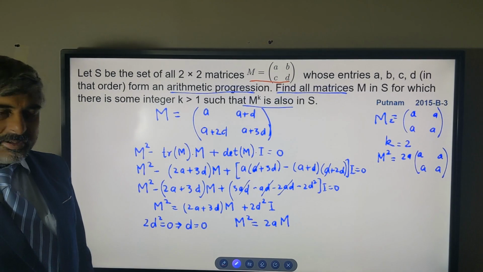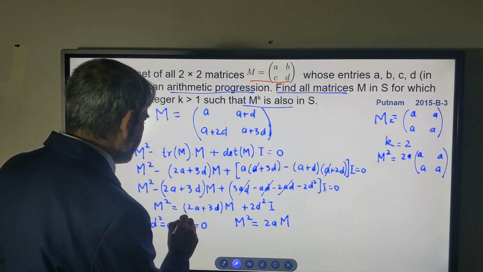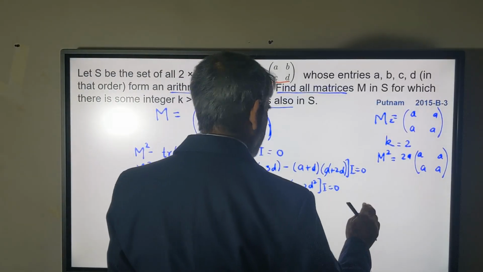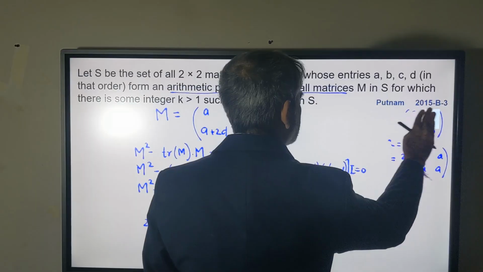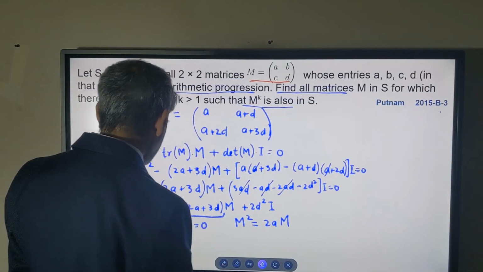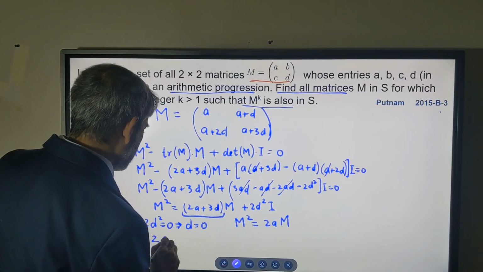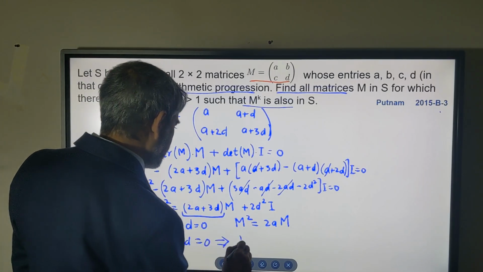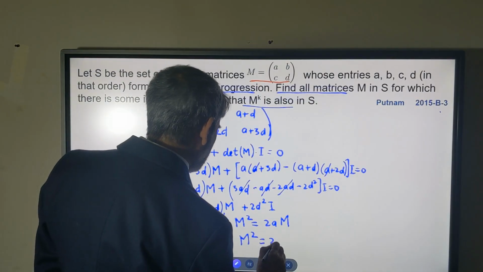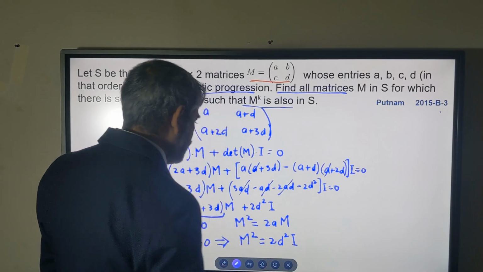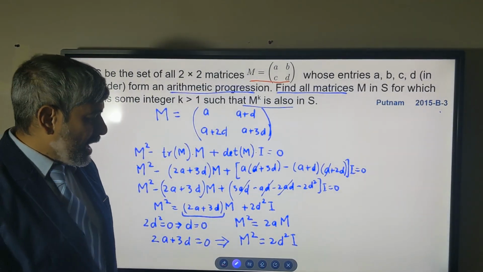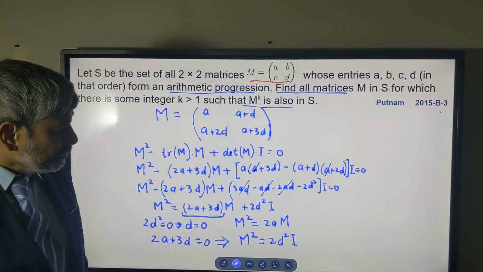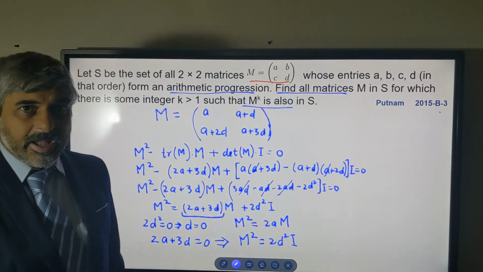Now, the other simplification comes from the fact that what happens if this term is equal to 0. So let's say we have 2a plus 3d equal to 0, and in such case we can express M square as 2d square into I. Now we note that if we could somehow express M square as a factor of M, as a linear factor of M, some order of M, then our problem is solved.